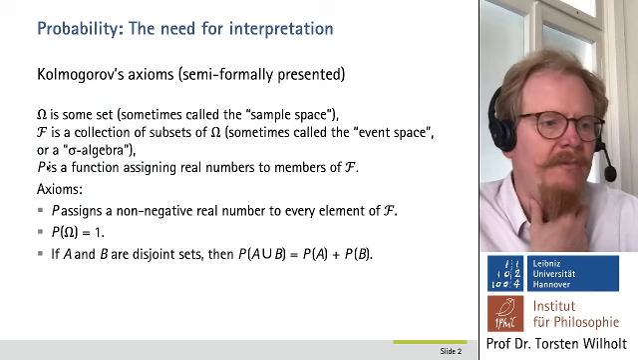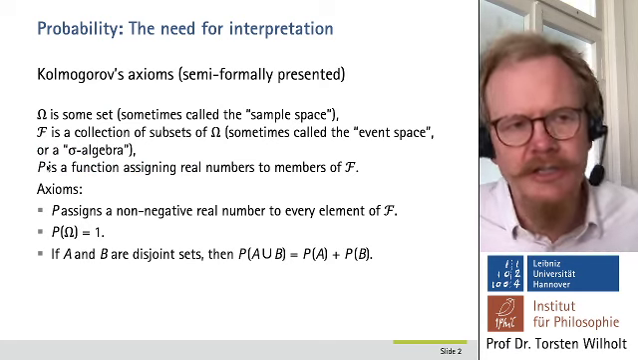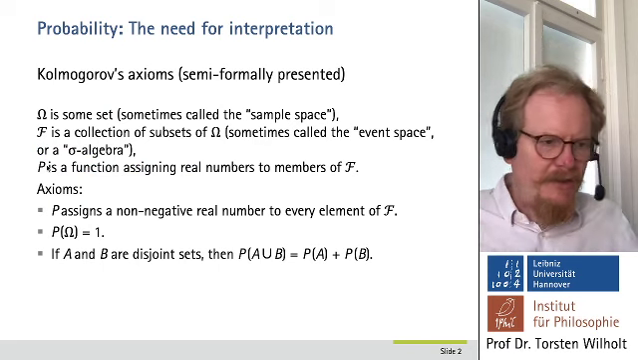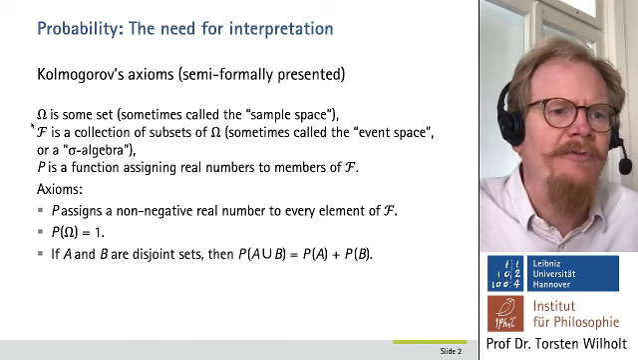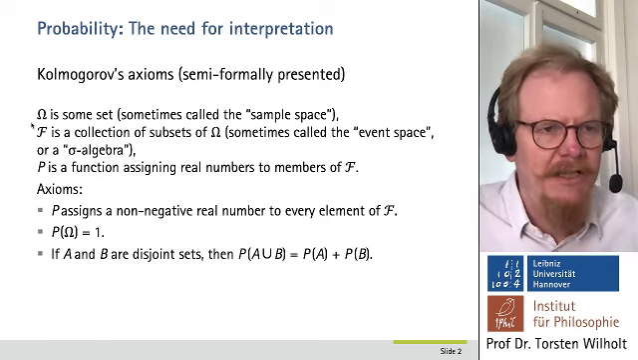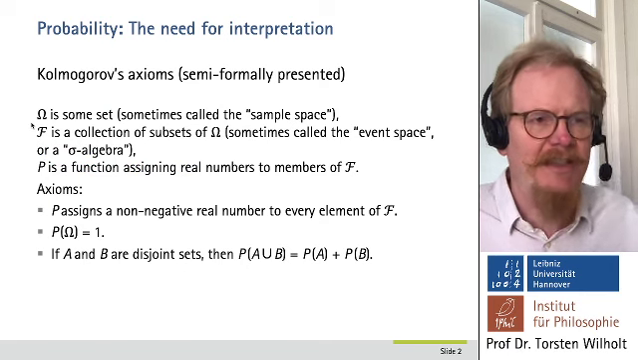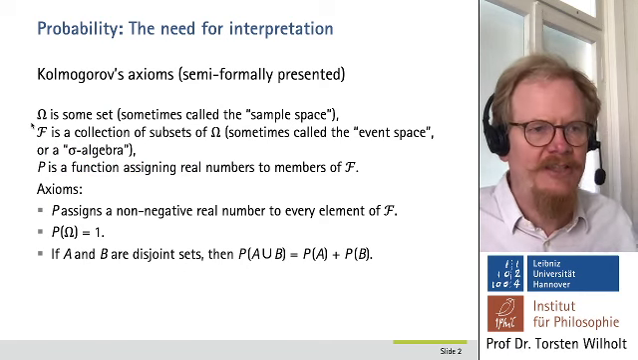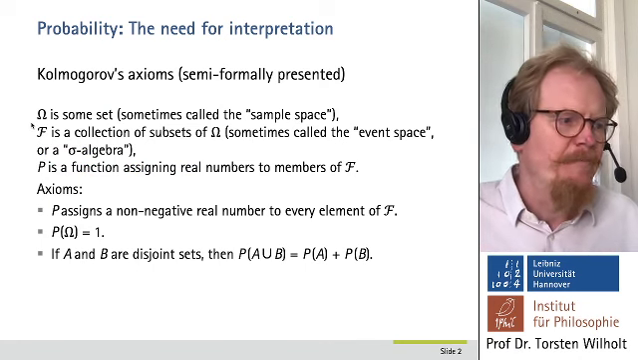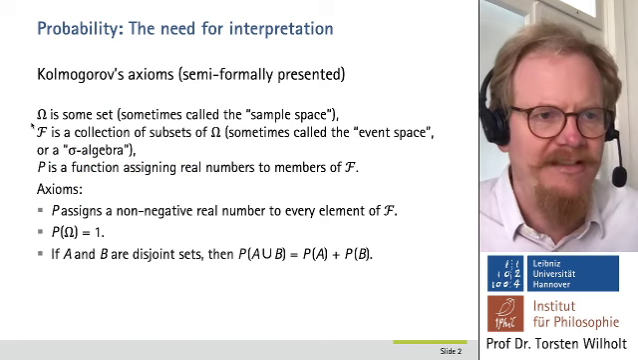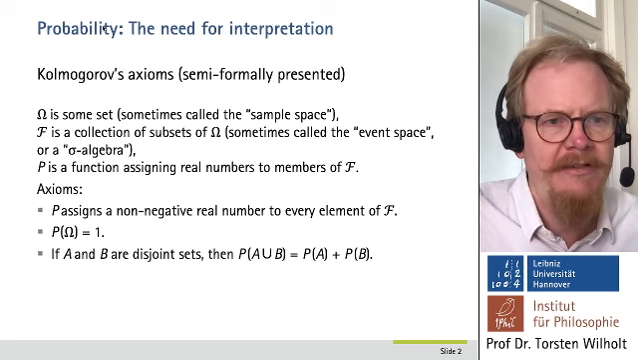However, these axioms say nothing about possibilities, about knowledge, about certainty, about uncertainty, or anything of this kind. These axioms don't even say that the set omega is to be understood as a set of possibilities or something. To make the connection to the way that we usually talk about probability, the way that we reason with probability, interpretations of these axioms are needed. And so we're going to talk about interpretations of probability theory.